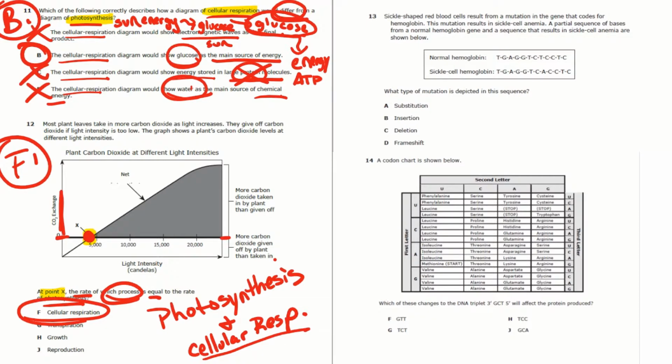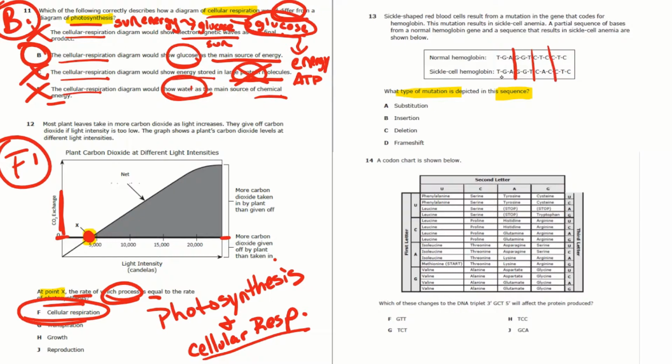And sickle cell anemia are shown below. What type of mutation is depicted in the sequence? So they are specifically asking you to look at the sequence and find out what is the type of mutation. Okay, so let's see what's different about them. So the best thing you can do is break it down into threes. That way you can tell when there is a difference.